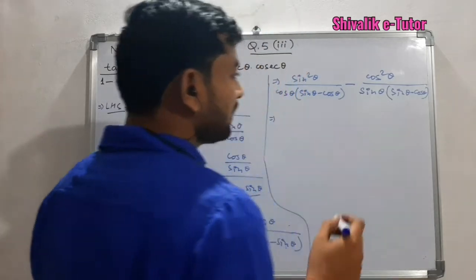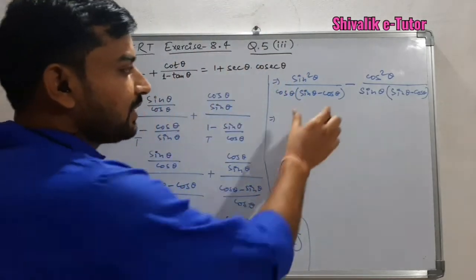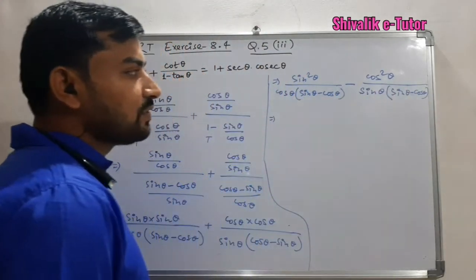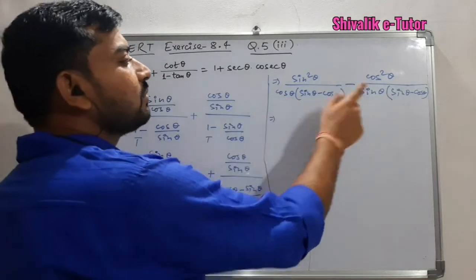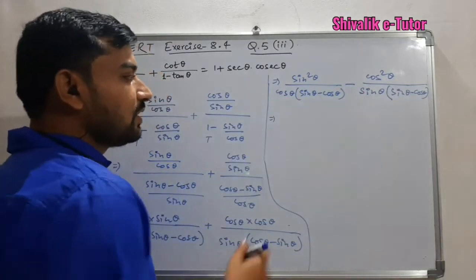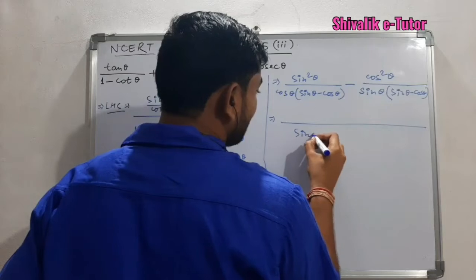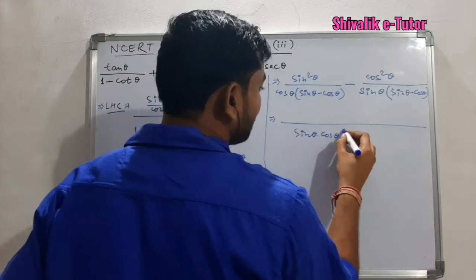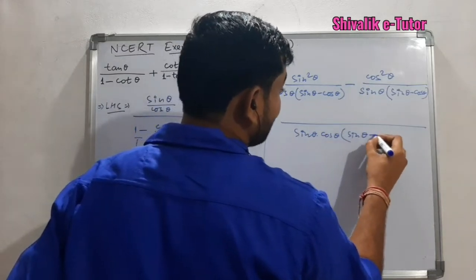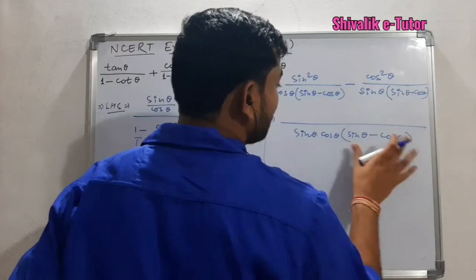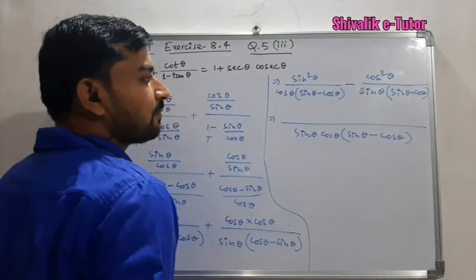If we try to get the LCM of this, the bracket is the same, sin theta minus cos theta, and we have to multiply sin and cos with that. So that will be the LCM of the whole expression. So here the LCM will be sin theta into cos theta into sin theta minus cos theta. This is common and sin and cos is multiplied.